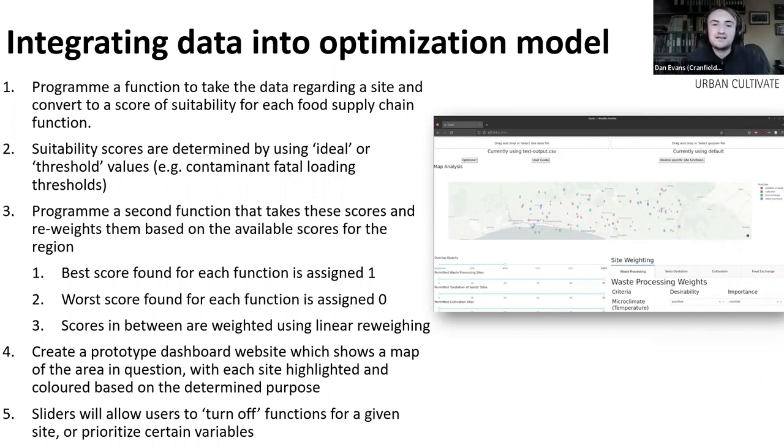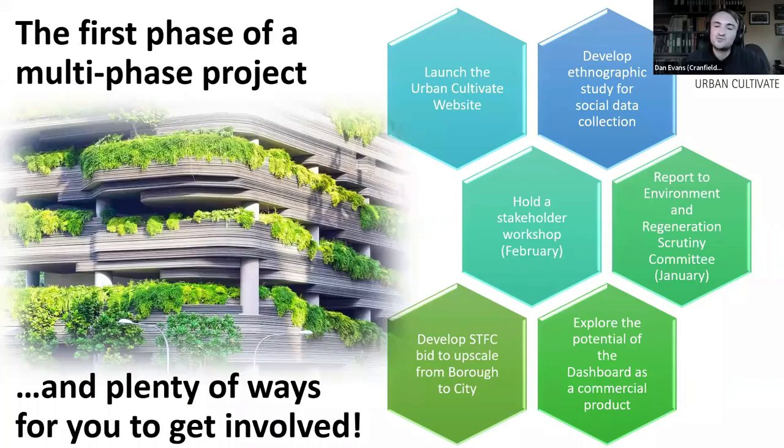So finally, just to conclude, this is the first phase of what we hope to be a multi-phase project. After the new year, we're going to launch our communication strategy. We've got an Urban Cultivate website, which will be launched very shortly, where you can catch up on more of the news around this project. And of course, as I said before, we're developing that ethnographic study to collect social data as well.